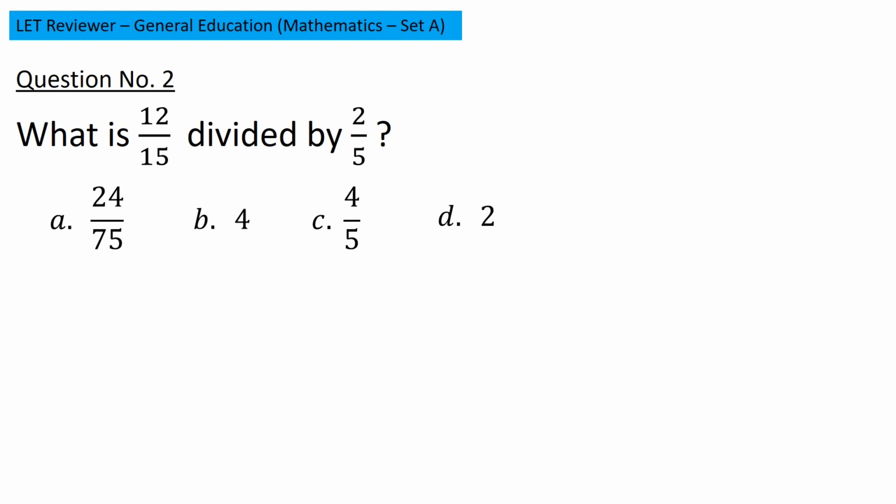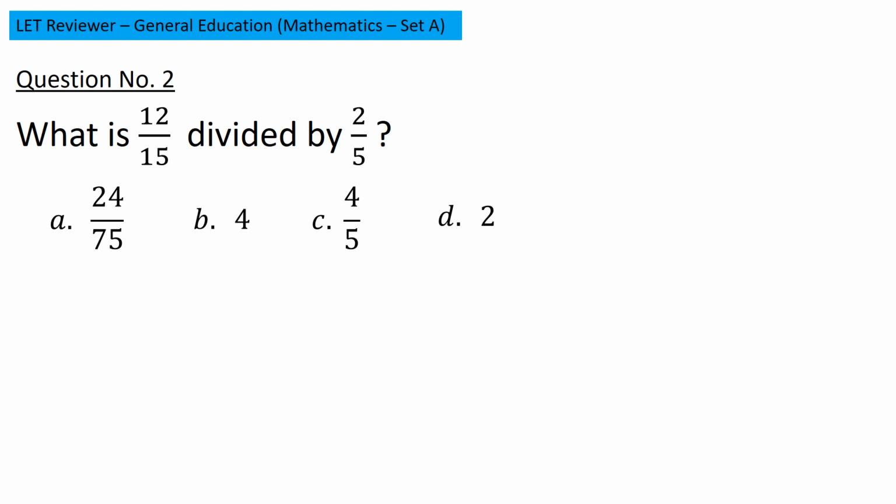Question number 2. What is 12 over 15 divided by 2 over 5? A. 24 over 75. B. 4. C. 4 over 5. Or D. 2.